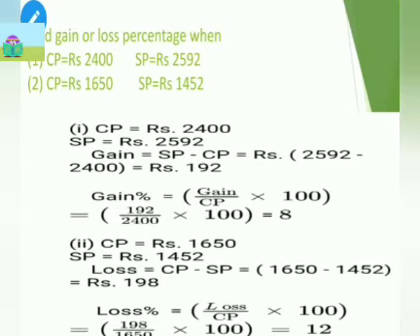Similarly, you will calculate the next question also. See the next question now. The CP is given to you as 1650 and the selling price is given as 1452. Now since the CP is more and the selling price is less, that means loss is there. So first of all, you will calculate the loss and then the loss percentage.